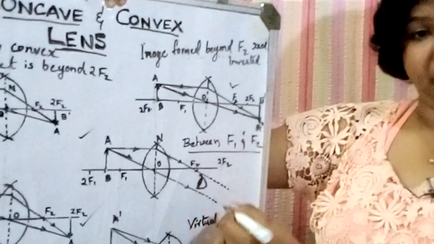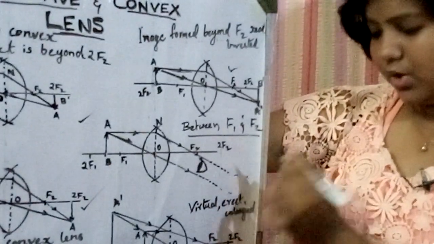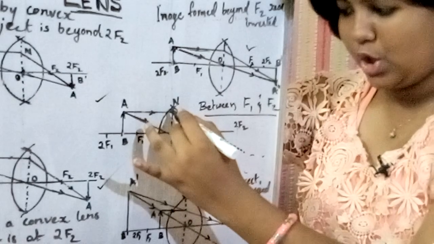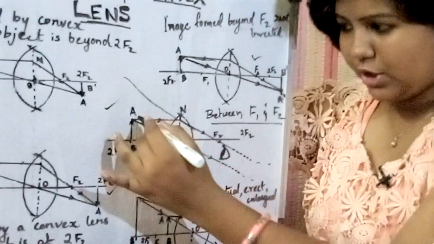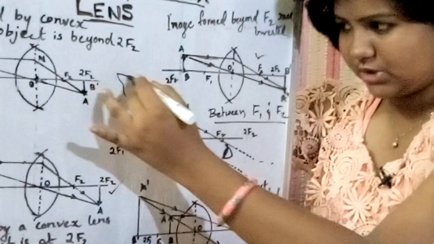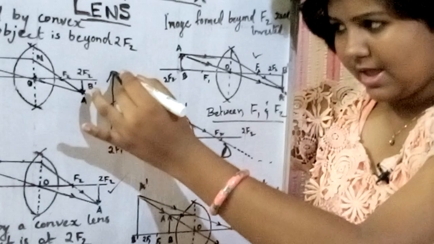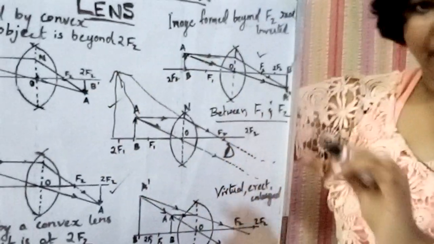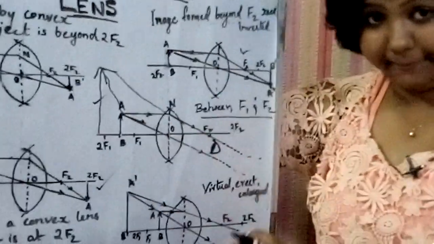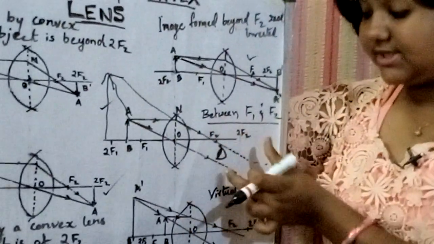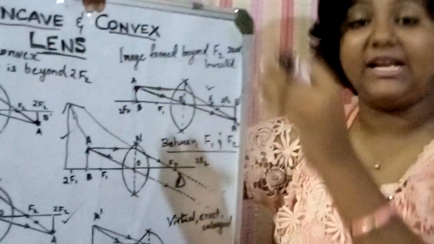You can see this won't meet anyway. If you extend it somehow, it still won't meet because it's going away. It's not parallel either. So when you join it backwards like this, you get the image. This is not straight, but still you get the image. This is a virtual image, and it is formed on the same side where the object is kept. It is highly enlarged. It is virtual because we cannot actually see the light rays meeting.